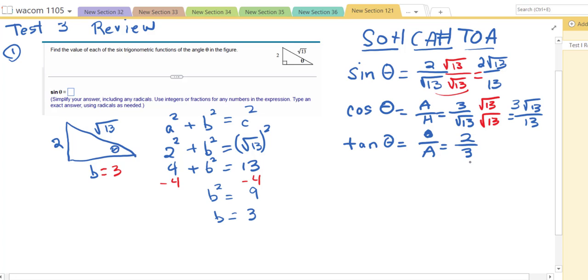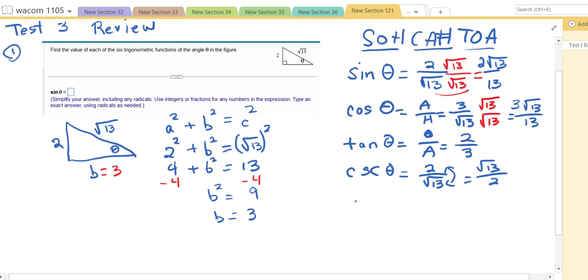All right, so now we'll do the cousins, cosecant of theta. So we're going to flip the sine over. We could actually go back to the first form, 2 over square root of 13, and save ourselves some work. Flip this one over, and we will have square root of 13 over 2, and we won't have to do anything else. You could flip any one of them over.